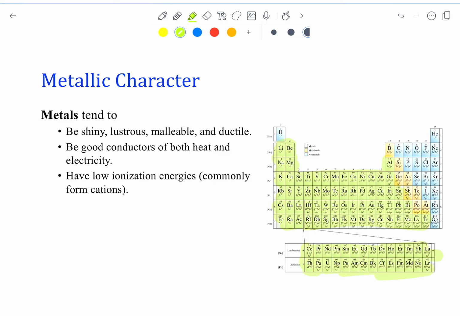So they all tend to be shiny, lustrous, malleable, ductile, conductors, and have low ionization energies in order to form their cations. So they would rather give up their electrons in order to form that cation. They will happily give up those electrons, so their ionization energy is a lot lower.